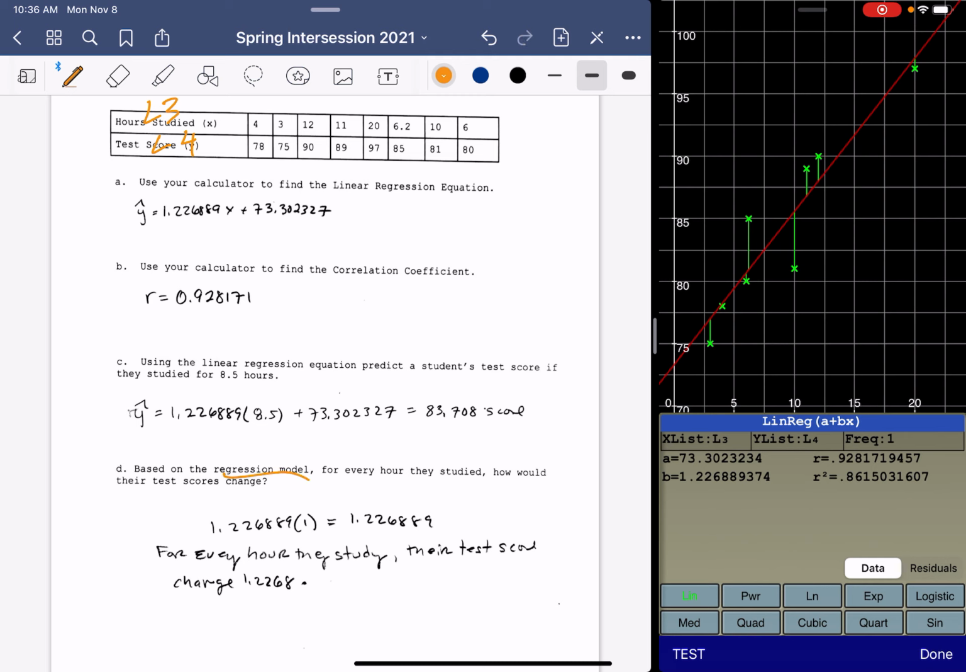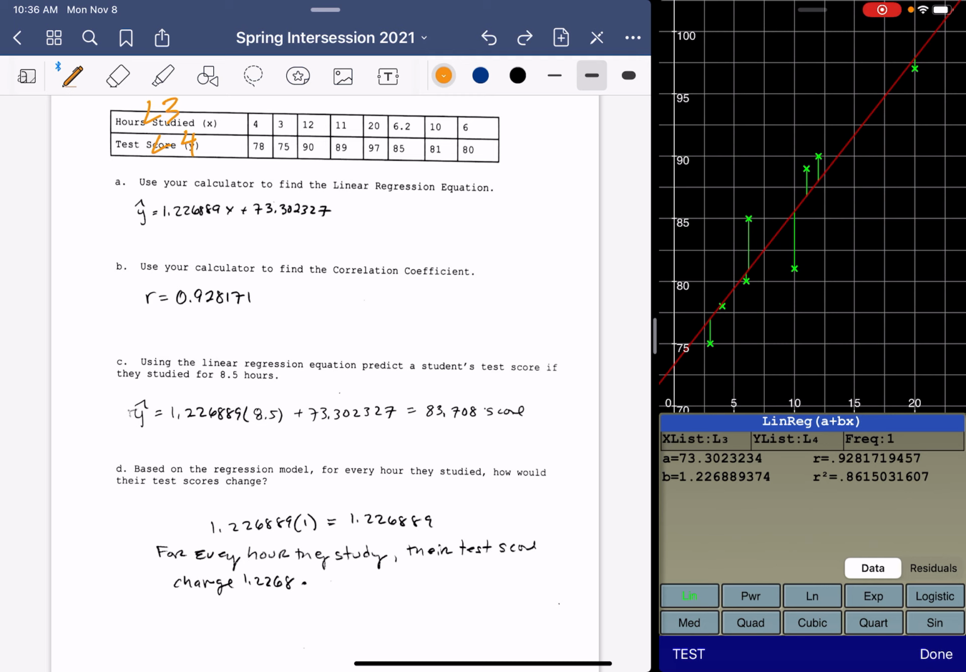What is a regression model? Same thing as the least squares regression, right? For every hour they study, how would their test score change? So to do this problem, you don't place 1 hour in here.